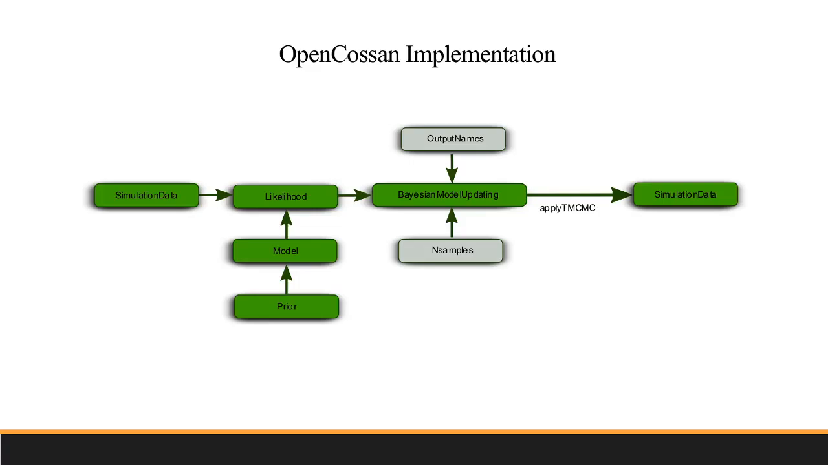You start off with a prior. The priors are going to be random variables, probability distributions. You insert this into the model, and you hand this model to the likelihood function. The model here is the f. So this is the computational model you'd want to calibrate. You then give the likelihood some simulation data. So this is the calibration data, the output data of your model. You then give the likelihood to the Bayesian model updating class, which has this method apply TMCMC, which will basically calibrate your model and will output samples of your calibrated model.